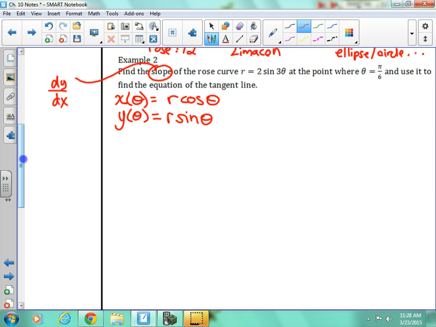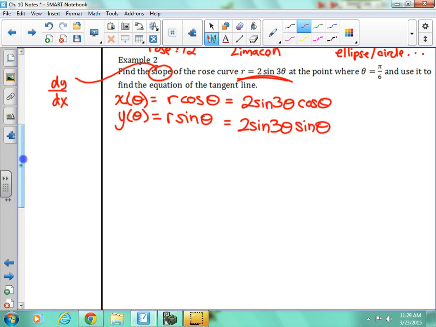Wait a minute. But if I take the derivative right now, d theta, there's an r. Oh, what do I have? An r. So then I plug in and I say x of theta is equal to 2 sine of 3 theta cosine of theta, and y equals r sine of theta, 2 sine 3 theta sine of theta. Does that make sense, kiddos?